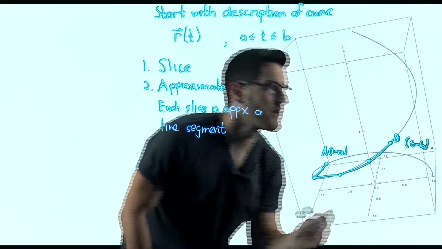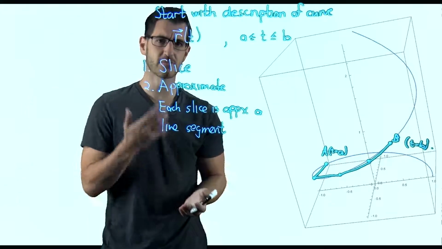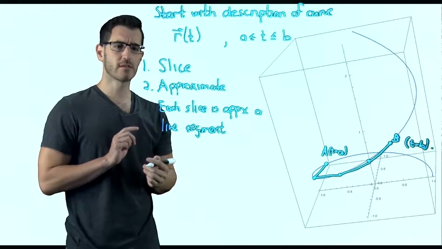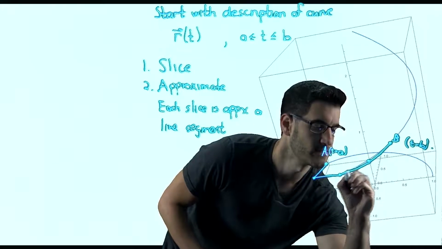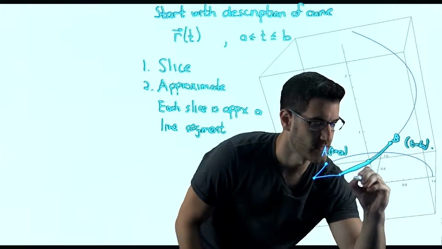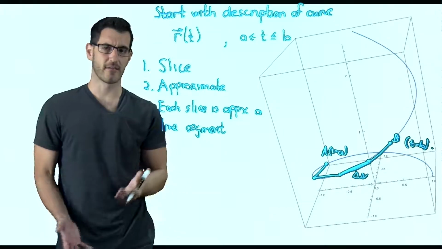Just as before, this actually doesn't look like it does a terrible job, but just as before, the more slices we use, the better approximation we get. And so what we want to do now is actually pick one of these slices. So I'm going to pick this one right here. And we're going to say that this guy has length delta s. So how do we know what that is?